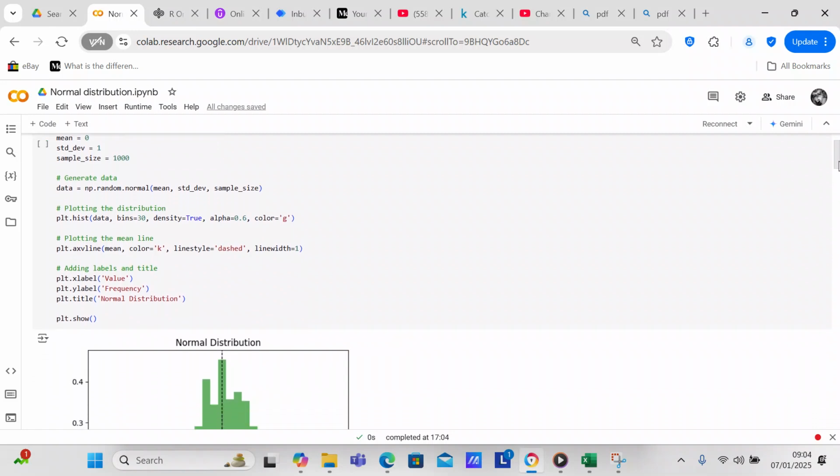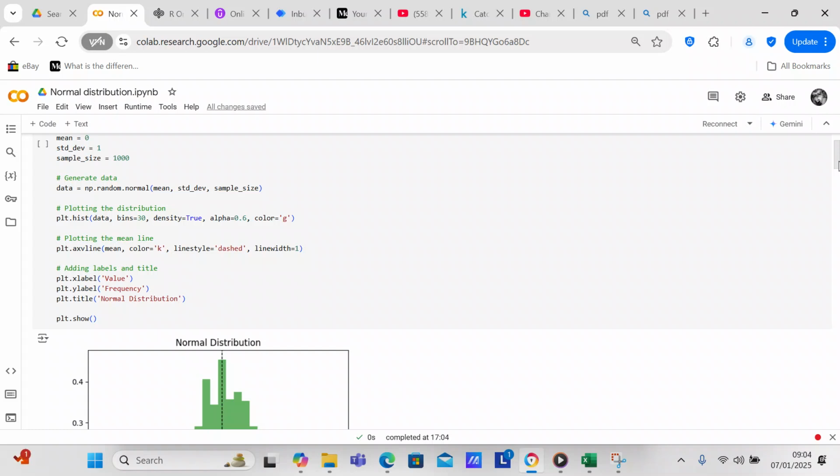Okay, so now we're going to generate the data. So data equals np.random.normal, brackets mean, standard dev, and sample size. And so what we have done is we have created the normal distribution.